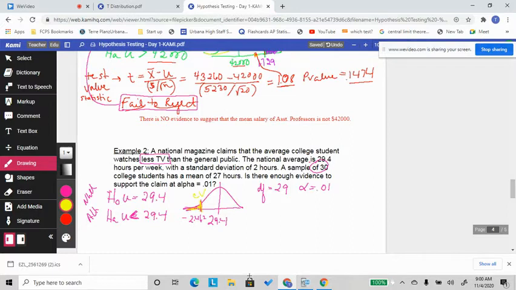All right, now we need to go get our data and calculate a test value. Change my color.